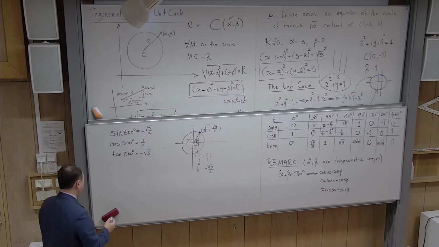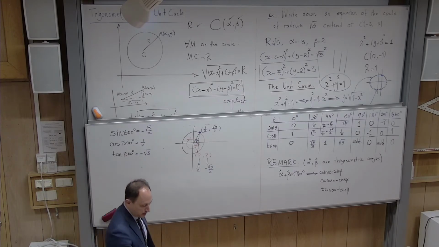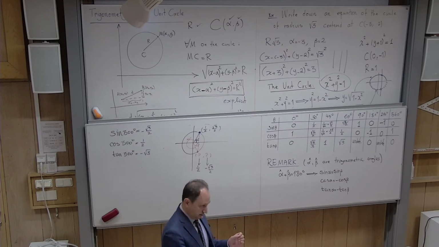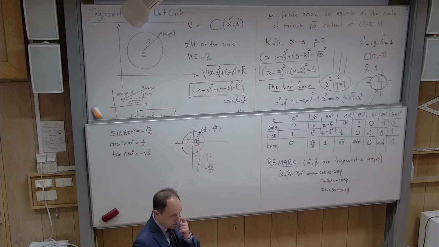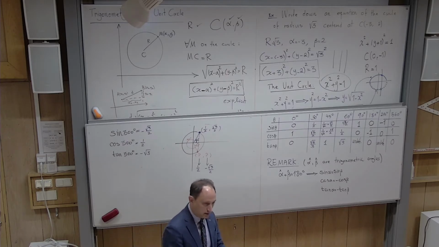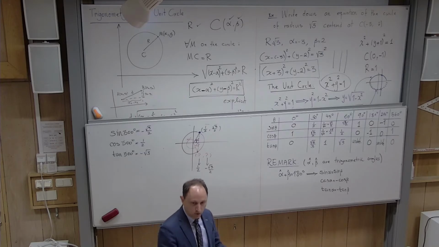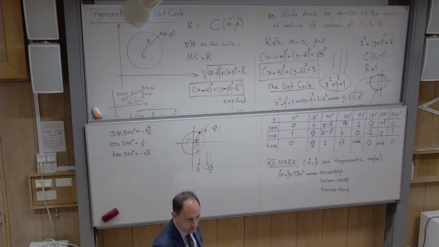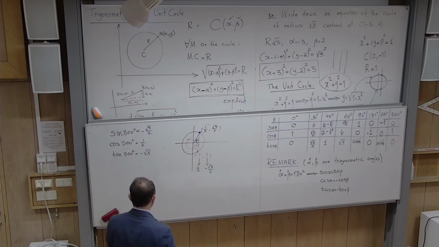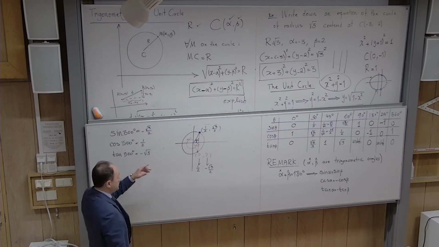Okay, for example, do you remember we had a remark? I told you that there is a relation that it is better to memorize between complementary angles: sine of one angle is equal to cosine of its complement and vice versa. And we also learned that the tangents of complementary angles are reciprocal, yes? But let us try to understand it from this picture point of view.